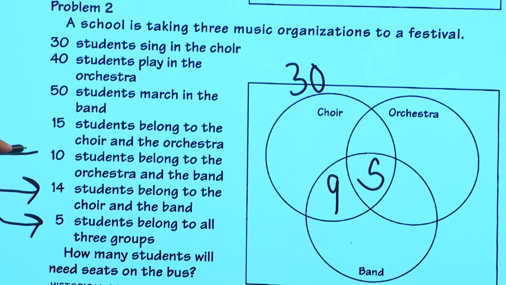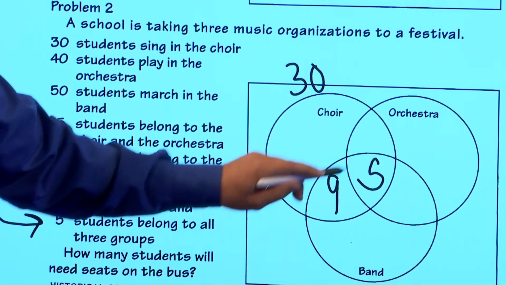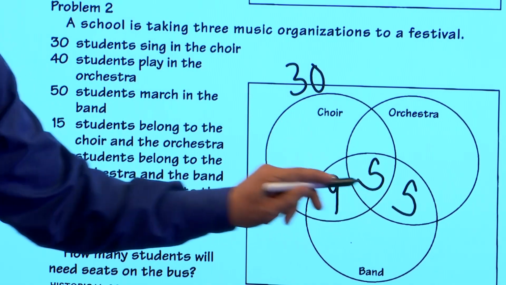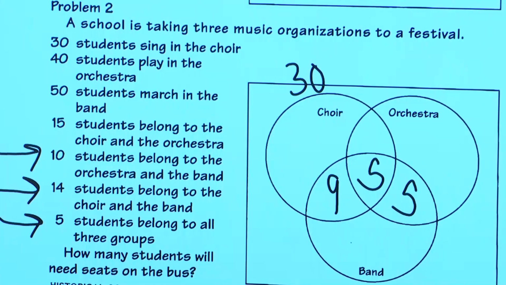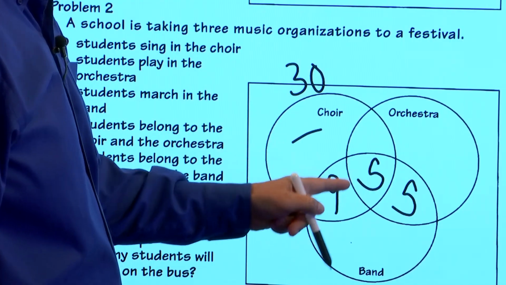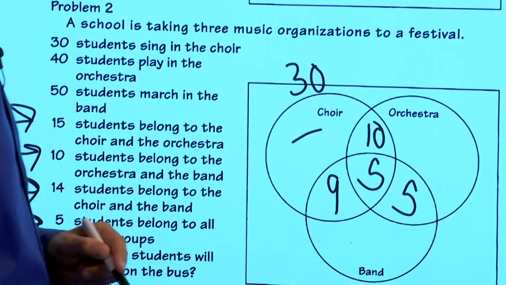10 belong to orchestra and band. We're going to do the same thing. Orchestra and band are these 2 circles. We already have 5. We know that we need 10, so that is going to be 5 right in the middle there. 15 belong to choir and orchestra. Choir and orchestra are these 2 circles. We know we've already got 5 in there, so we need 10 more.